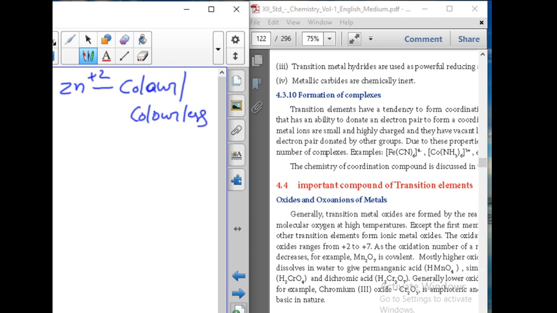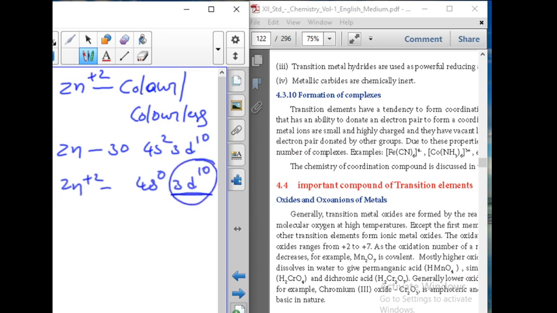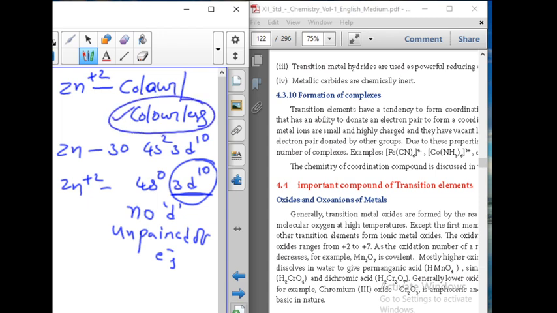How can we say whether it is colored or colorless? Zinc atomic number 30, electronic configuration is 4s2 3d10, and zinc +2 electronic configuration is 4s0 3d10. D10 is a completely filled electronic configuration. So there are no unpaired d electrons, so it is colorless. An element having unpaired electrons, only then it shows color.